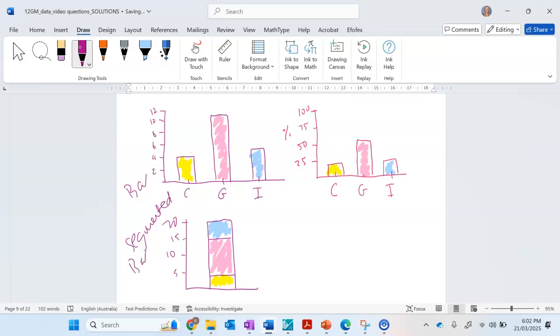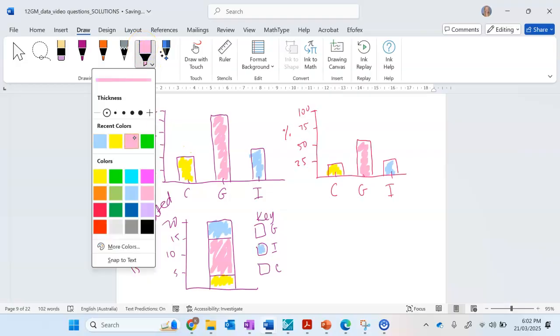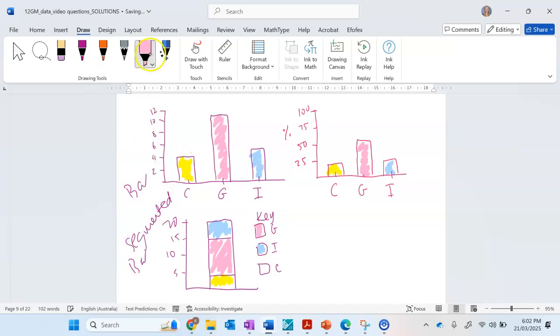All right, it just means you've got one bar and you've got the sections in each one. And you would have a key on the side as well. So a key for each color. So we had government, independent, Catholic, I don't think it was in that order. And then the color associated with that. So your independent was that one. Probably should have it in order. There's your government and then Catholic down the bottom.